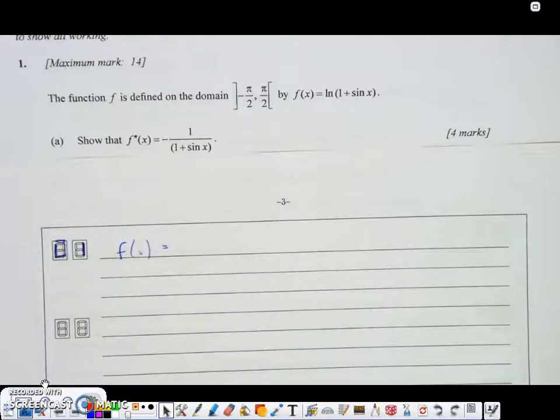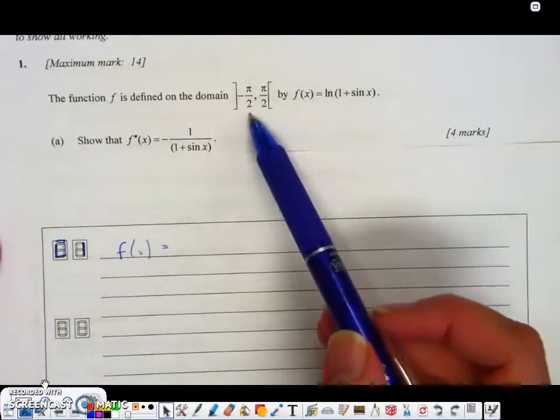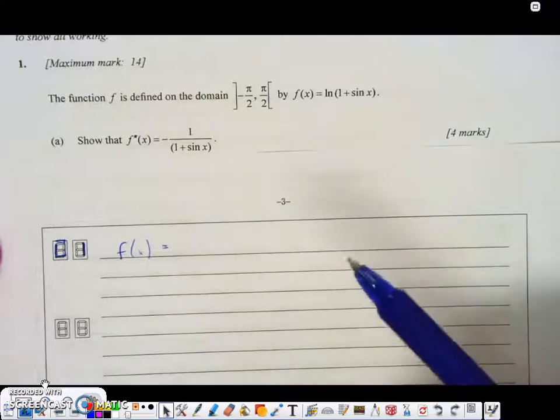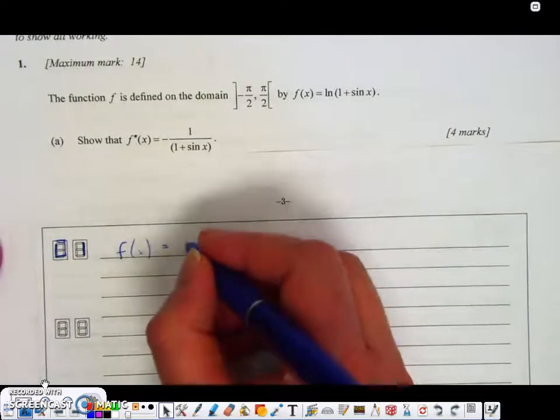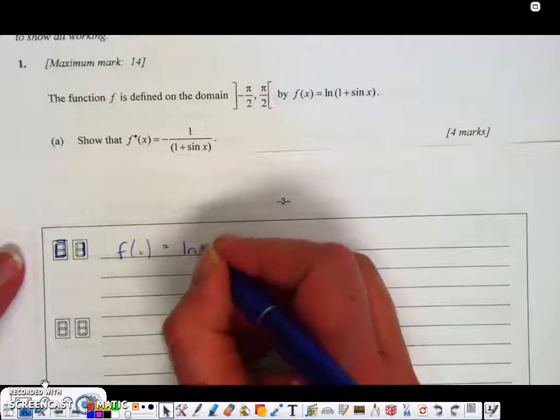This is number 1 on paper 3. It gives us a function in a specific domain, and it asks us to find the second derivative. Okay, so I'm just going to start by writing down the original function.